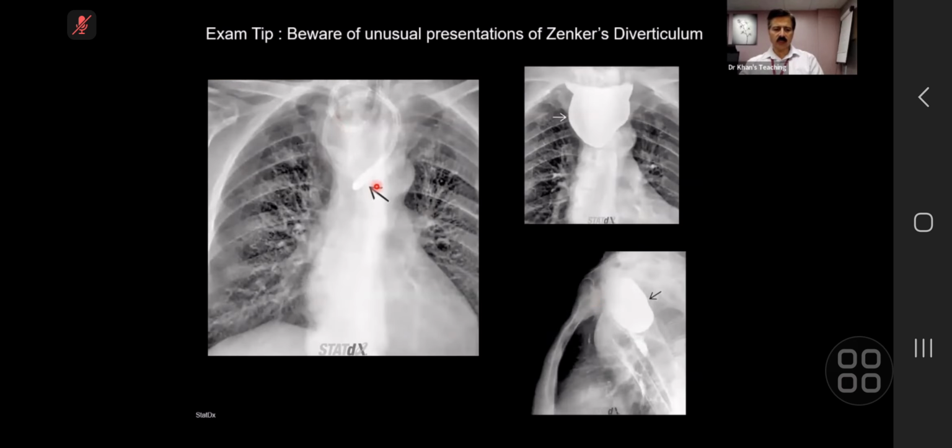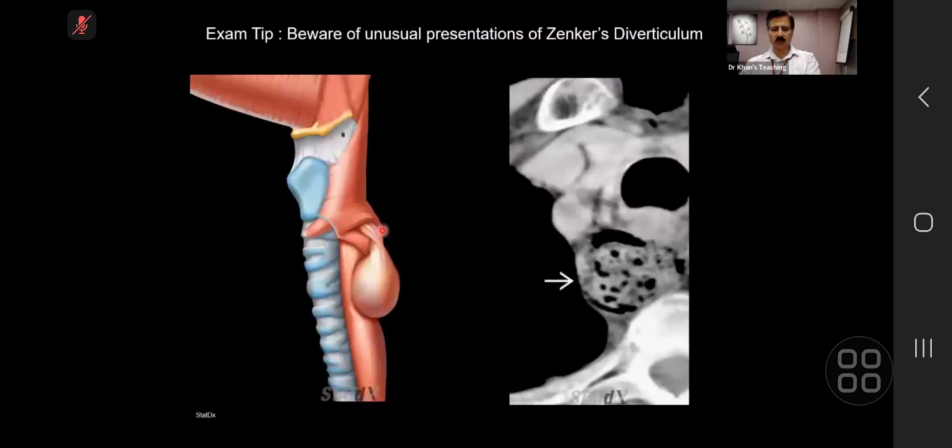This is a case from STAT DX where there is a large Zenker's sitting in the superior mediastinum, and on a barium it looks like this. So beware of plain film, particularly. They have shown many a time a lateral plain film where there will be bubbles and things like that. Here you will be worried, oh, there is an abscess, and they will say the patient is fine, and that is Zenker's. Number two, same film but with a foreign body sitting inside, a plain film. So beware of Zenker's.